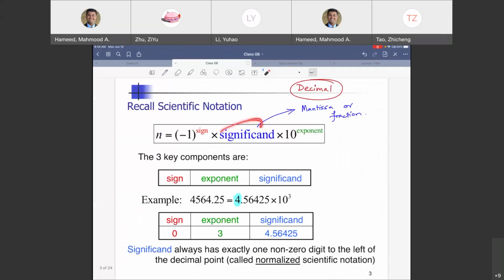All right, let's go back. Okay, so significand is going to be related to mantissa or fraction. Some books call it mantissa, some books call it fraction. We will call it fraction. And then, of course, you will have exponent here. There are 3 components to representing the number: sign, exponent, and significand.